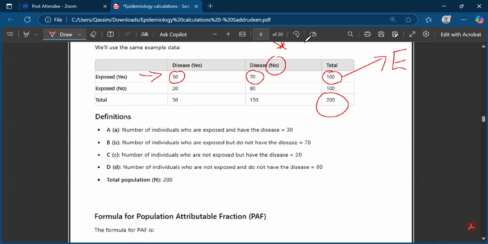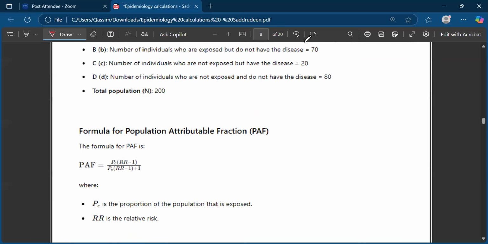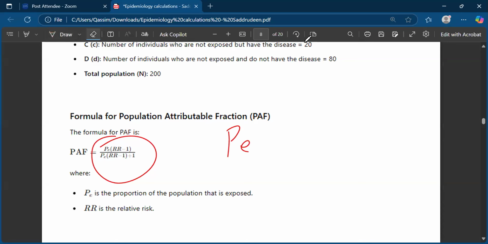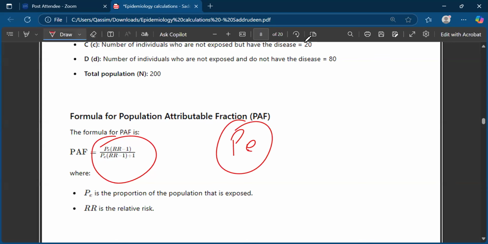So with that in mind, the formula for calculating the population attributable fraction requires you to find the proportion of the exposed. And I've shown you how to calculate the proportion of the exposed. How do you calculate it? Just get the total number of exposed individuals over the total population.